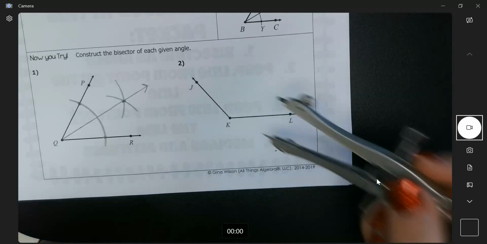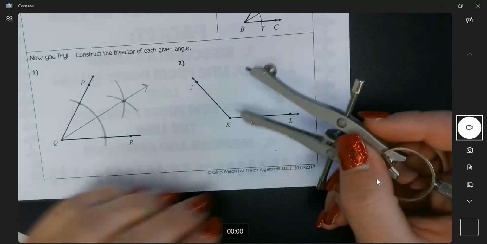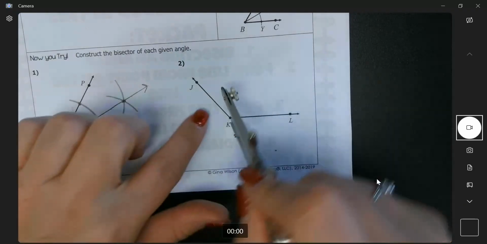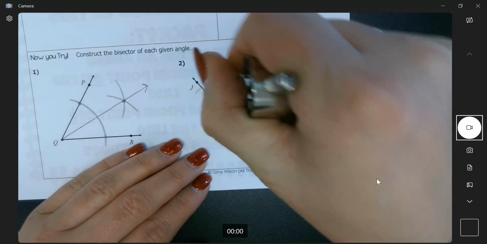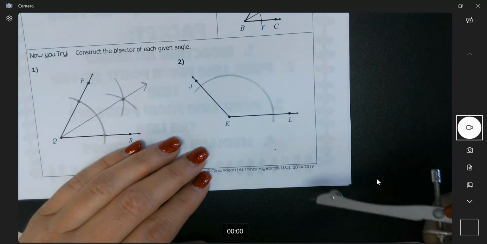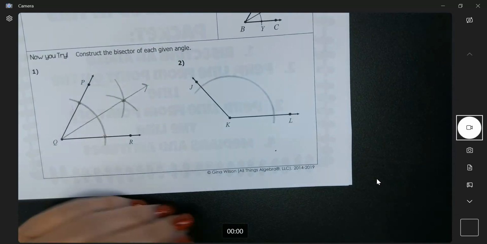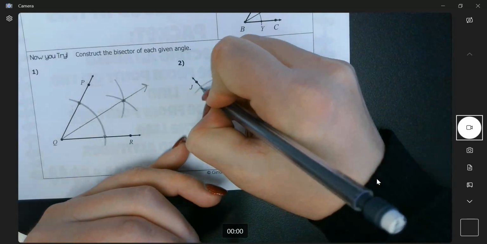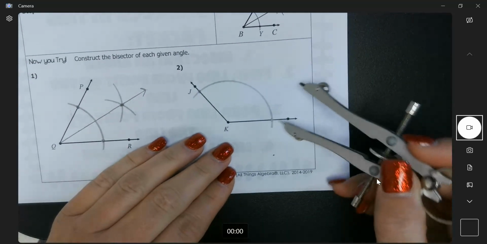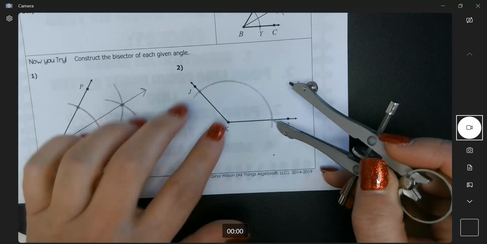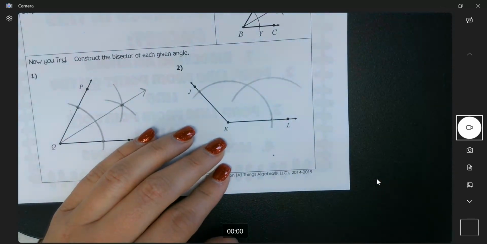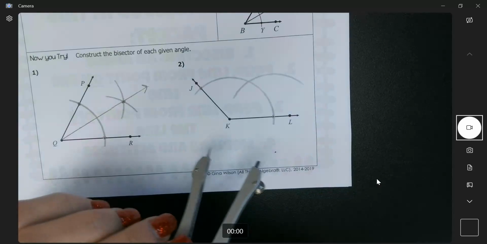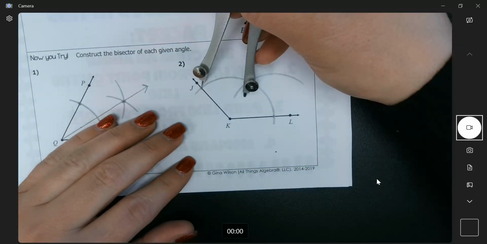So doing the same movements with this second angle, I'm going to take the point of my compass and place it on K. And I'm going to make an arc that crosses over both sides of the angle. So, got a big arc this time. And then from there, you can highlight these two points if you'd like. At those two points, I'm going to take my compass, place the point at one of those intersection points we just made, and make an arc in between the two sides of the angle. And then do the same thing from this point over here.